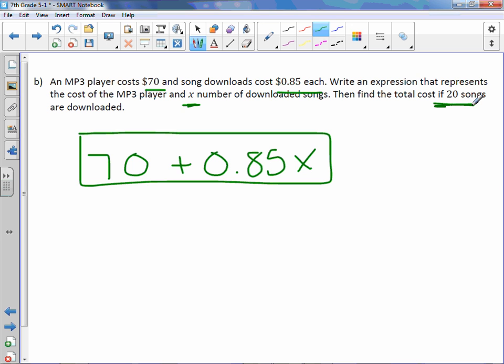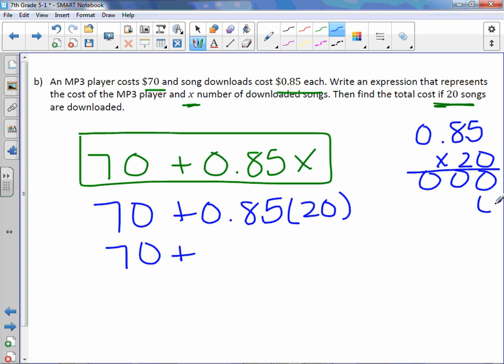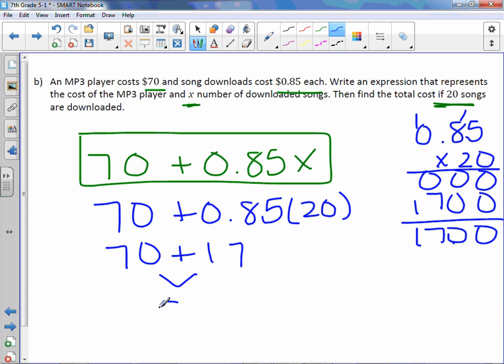Now we want to know the total cost with 20 songs. So we're just going to plug in 20 for X. Do the multiplication first. 0.85 times 20. Looks like 17. Then add, and we get $87.